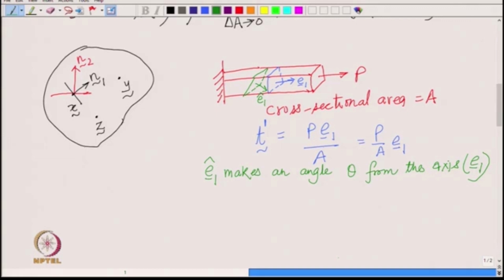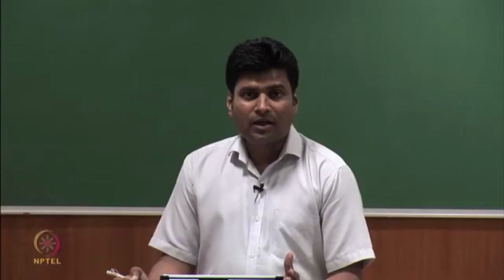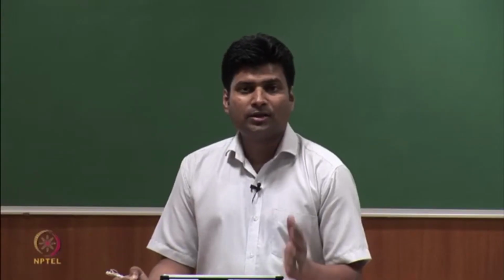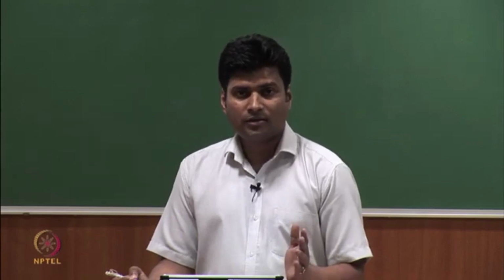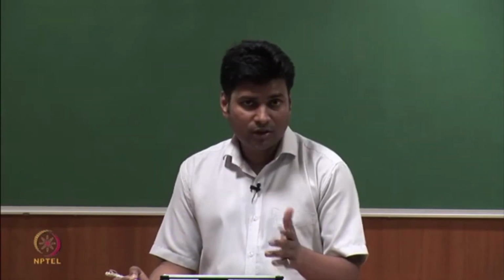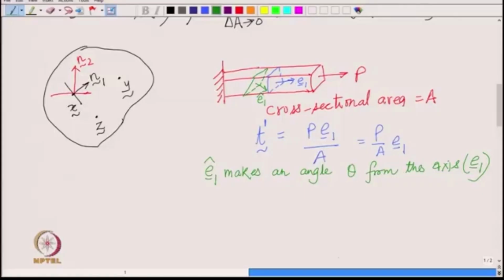Now, what do you think is the area of this section which is tilted? Definitely that area has to be bigger than the cross sectional area A, is it not? And if you work it out carefully, you will see that the area, which I denote by A hat, is actually A upon cos theta.